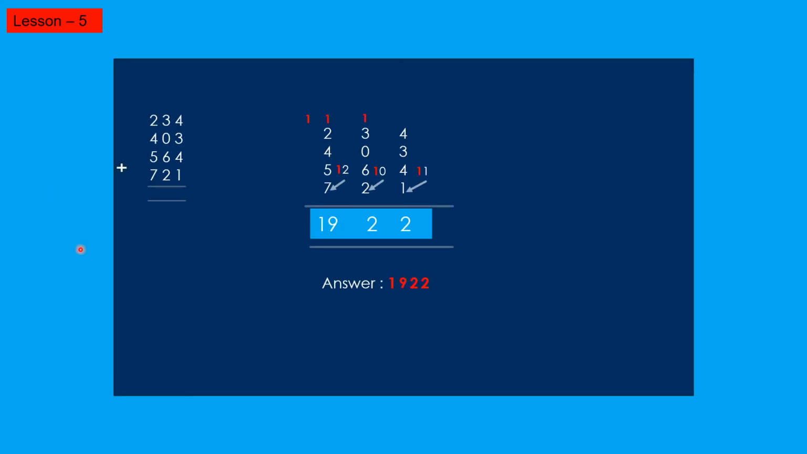Let us take an example of adding 3-digit numbers. So you have to add 234 plus 403 plus 564 plus 721. First step, you write the numbers in a vertical manner from top to bottom. And then you start adding from the topmost number in the unit column. So 4 plus 3 is 7, right? And then 7 you add to the next number 4. So 7 plus 4 is 11.